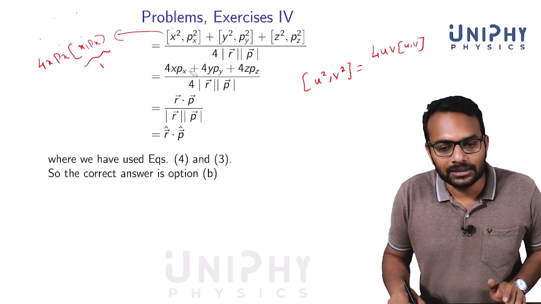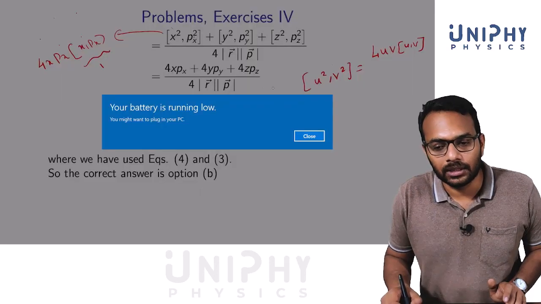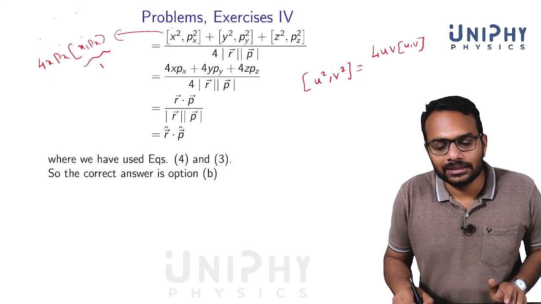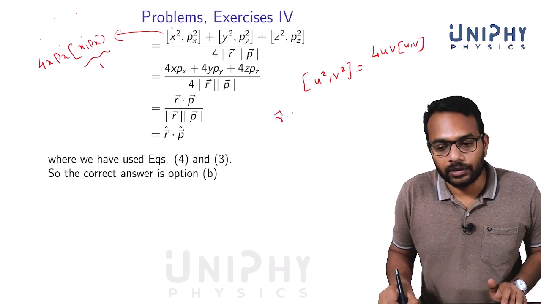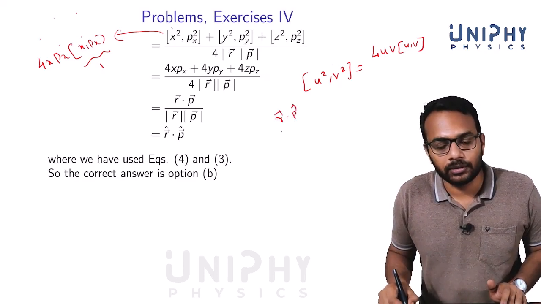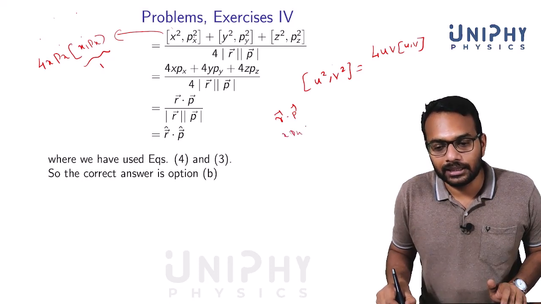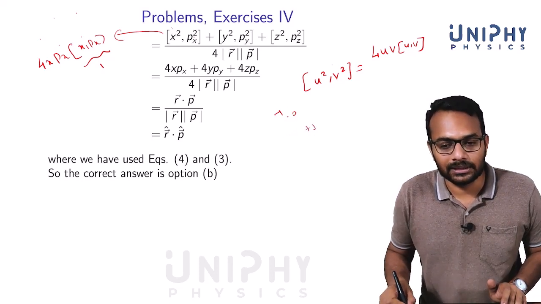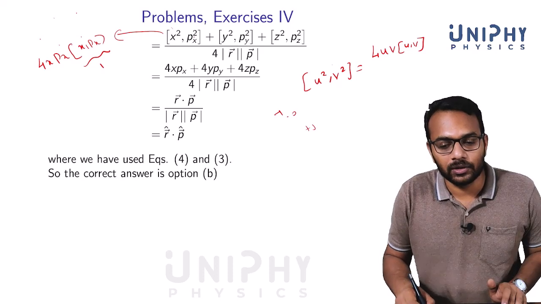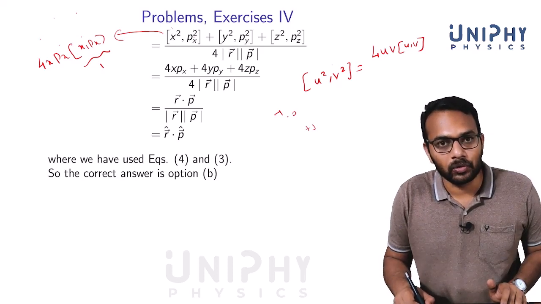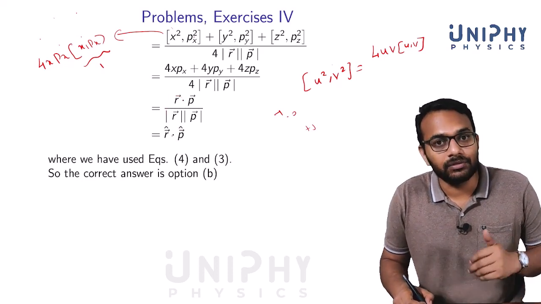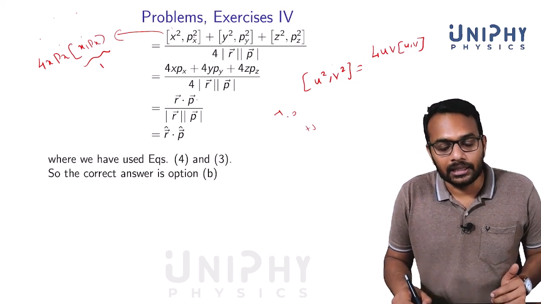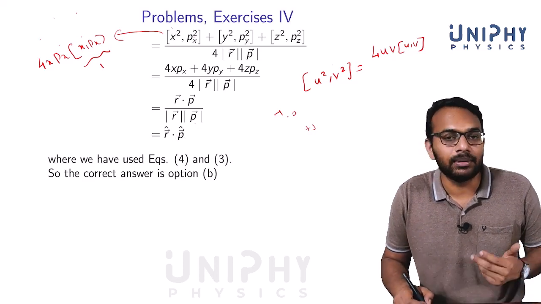Right. Now what is this xpx plus ypy plus zpz? It's simply r vector dot p vector. Am I right? R vector dot p vector is xpx plus ypy plus zpz, and this 4 will cancel with this 4. So you have got r vector dot p vector divided by modulus of r vector, modulus of p vector. Right? So r vector by modulus of r vector is simply r cap, the unit vector along the r direction, and p vector divided by modulus of p vector is simply p cap.